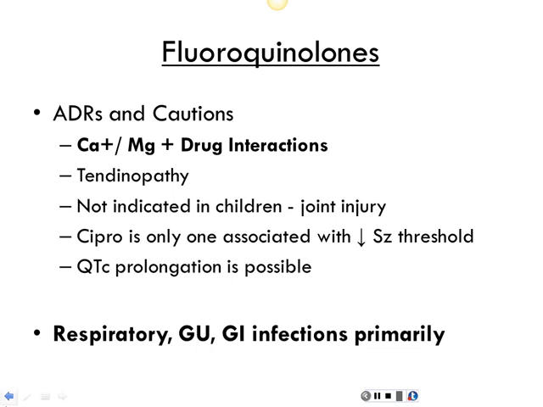Right. So primarily reserve levofloxacin for respiratory infections and Cipro for your GU infections, because UTIs, we're thinking gram-negative. Upper respiratory, we're thinking gram-positive. Makes sense.